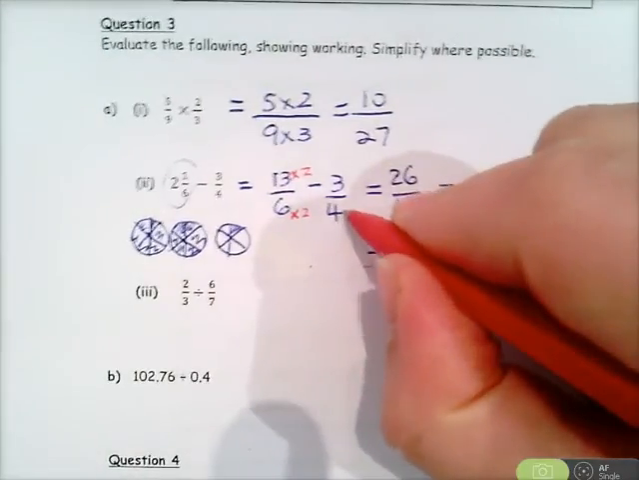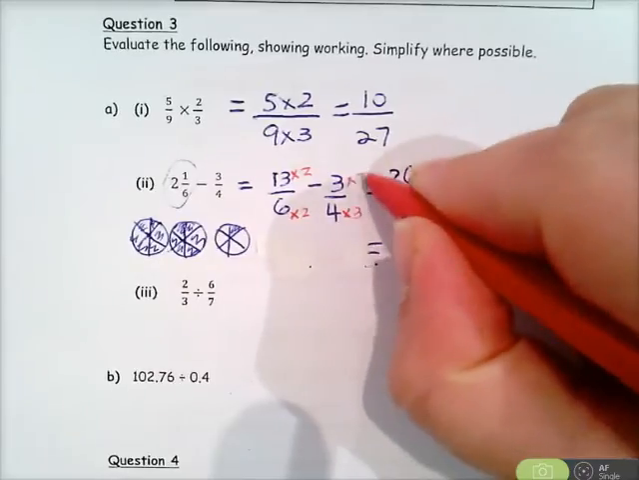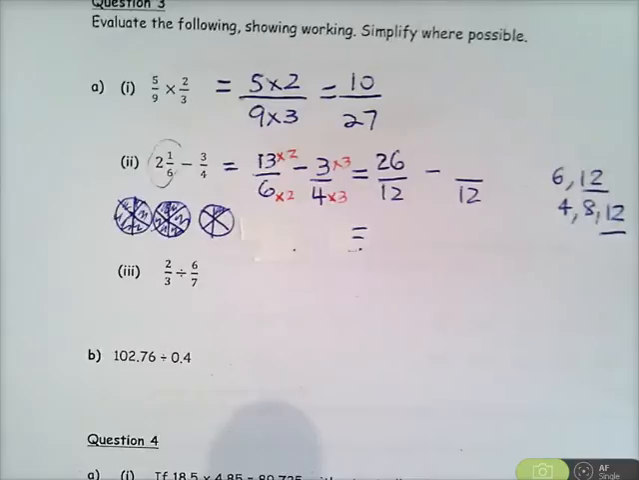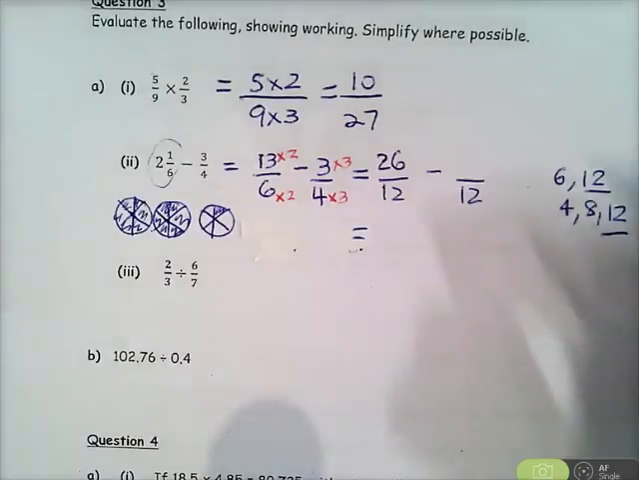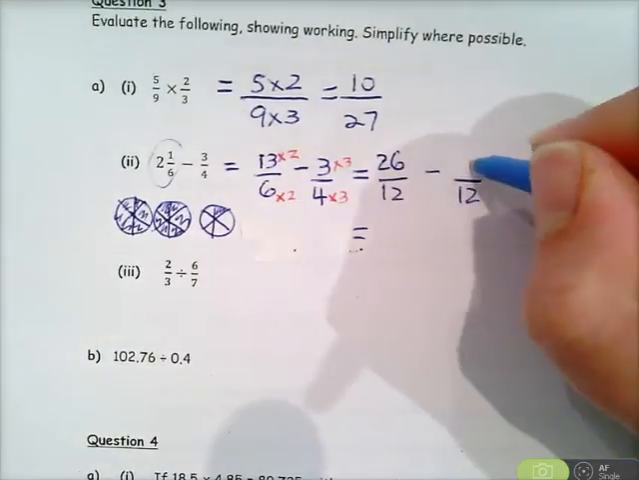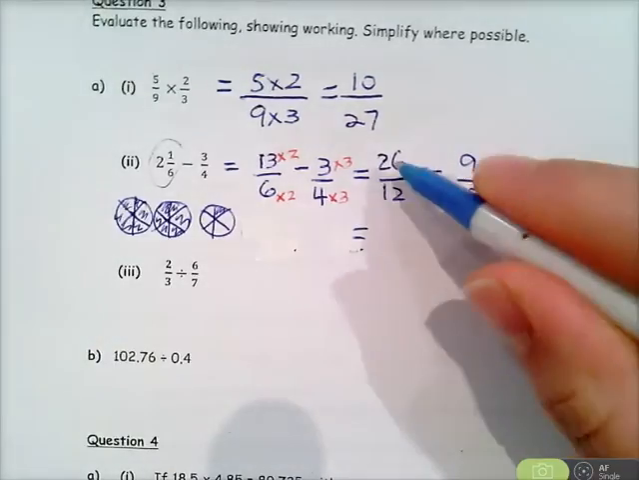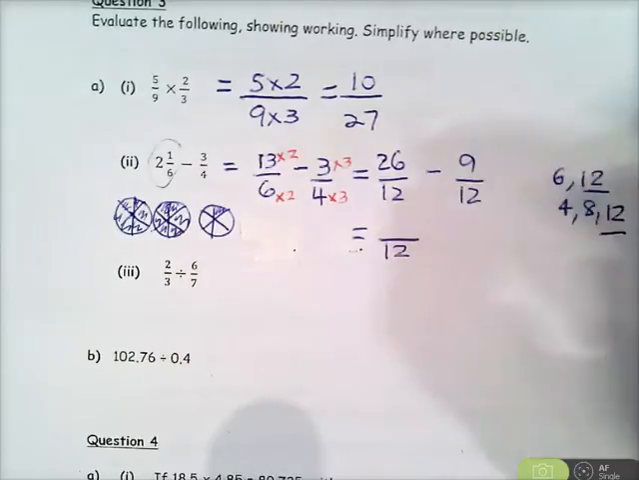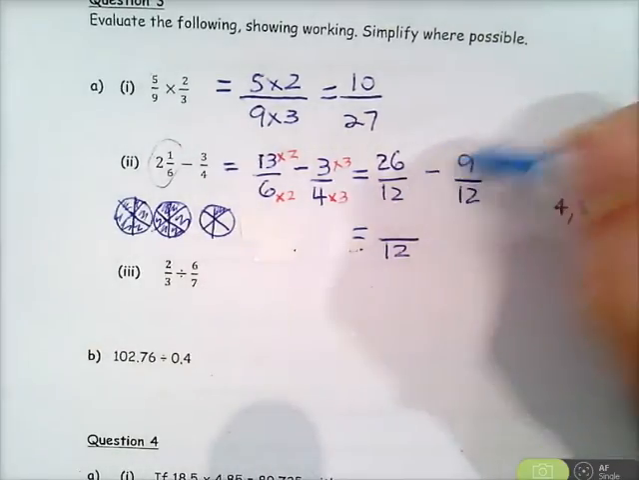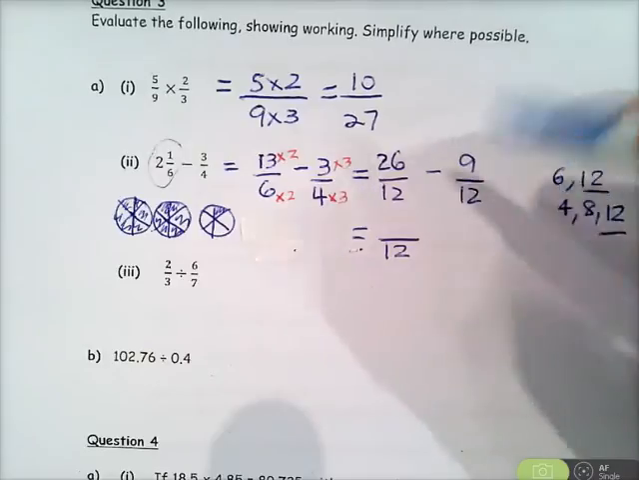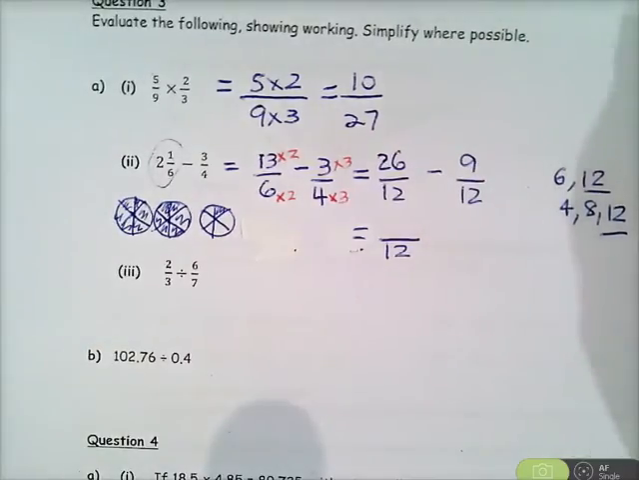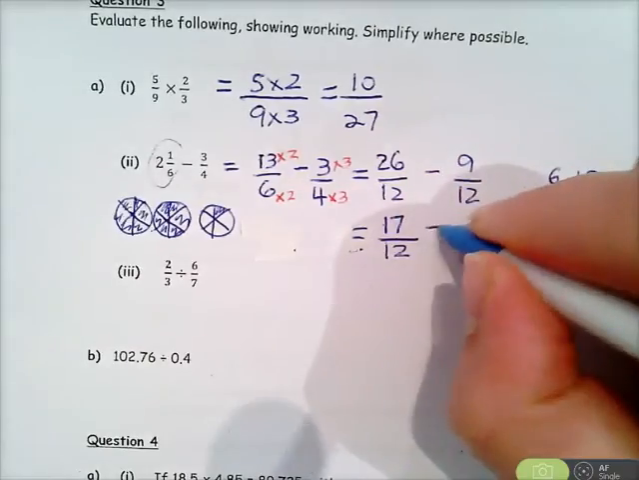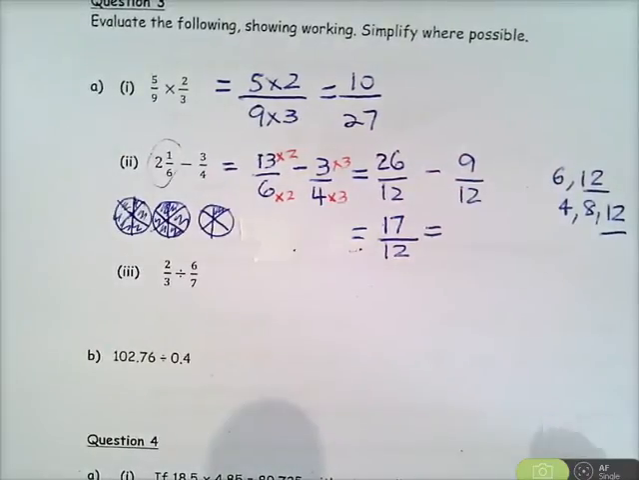With this second fraction, how do I change the 4 into a 12? Well, I times the numerator and the denominator by 3. Sorry about that. And I get 4 times 3 is 12, and 3 times 3 is 9. So now my question becomes 26 over 12 minus 9 over 12. Now that I know that my denominators are the same, I subtract my numerators. So 26 take away 9 is 17.